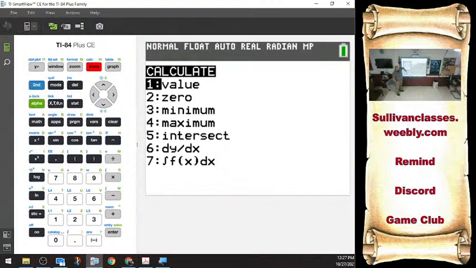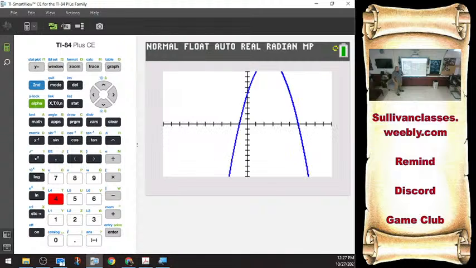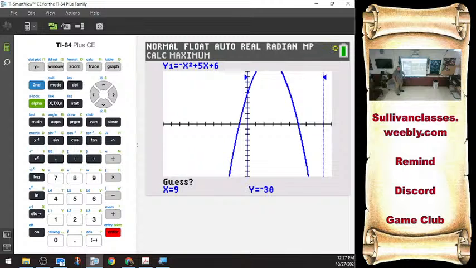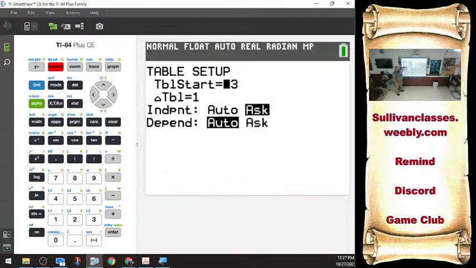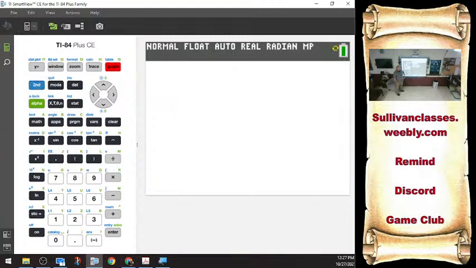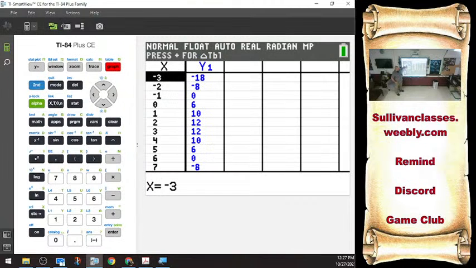But I can calculate my maximum. That appears to be somewhere between there and 9. As long as they're pointing in at it, it doesn't matter. As long as it sees the x value, it'll give me the y. Oh, look at that. 2.5 or 5/2, 12.25 or 49/4. And then make sure my table is back over to auto. Start plotting points.